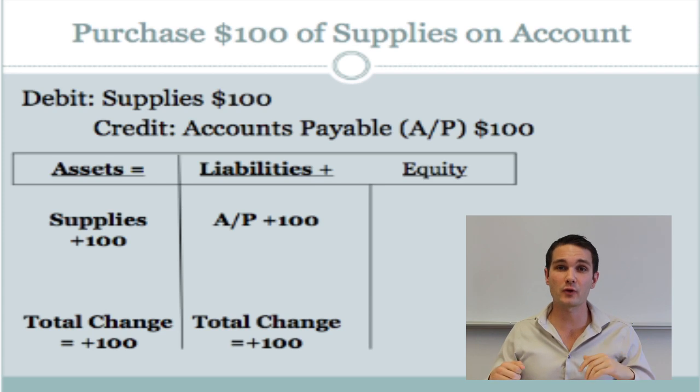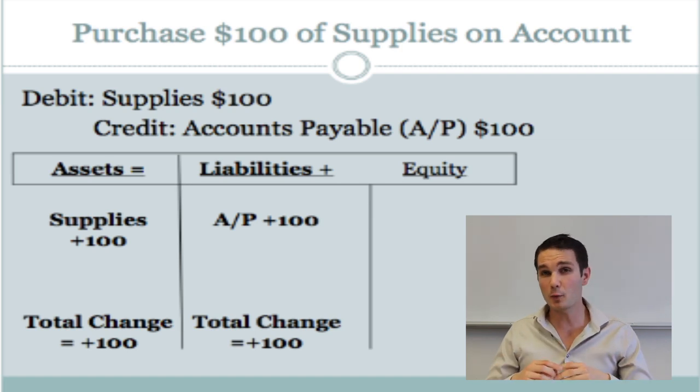To record this journal entry, we need to debit supplies for $100. Supplies is a current asset, so a debit will increase the supplies account. The credit will be $100 to accounts payable. Accounts payable is a current liability with a normal balance of a credit. Therefore, a credit will increase liabilities by $100.